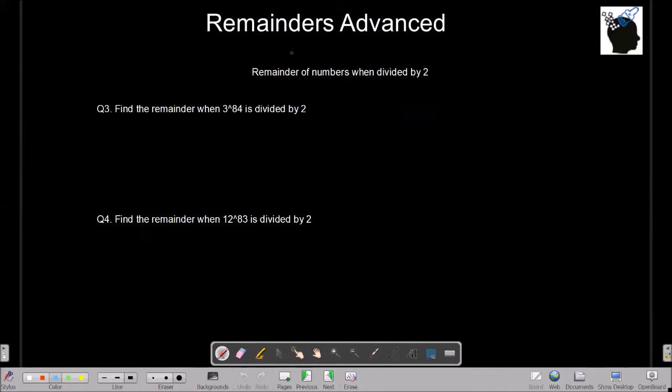So the question is, find the remainder when 3 raised to 84 is divided by 2. Now I know 3 is an odd number, and an odd number raised to any number will always give me an odd number. That means 3 raised to 84 is an odd number. So when I'll try to divide it by 2, I will get 1 as remainder. Let's try the next one.